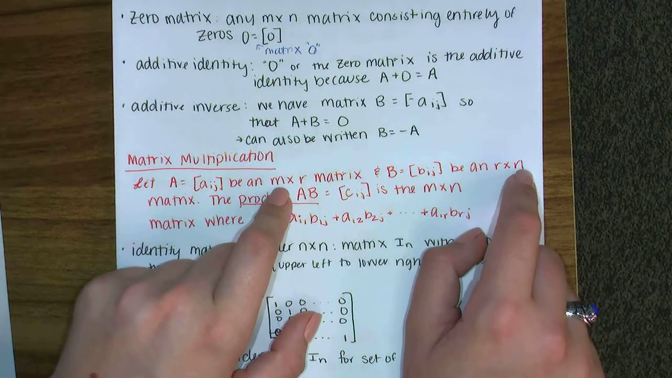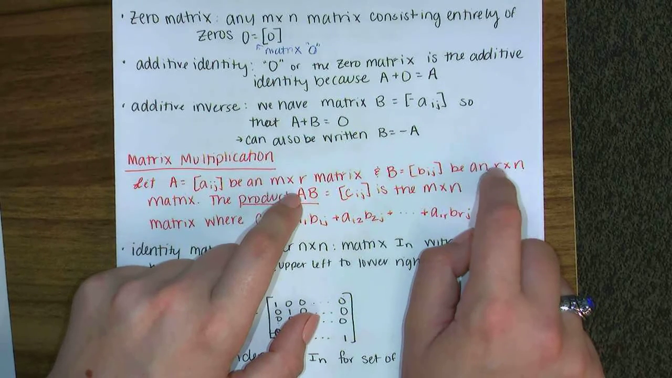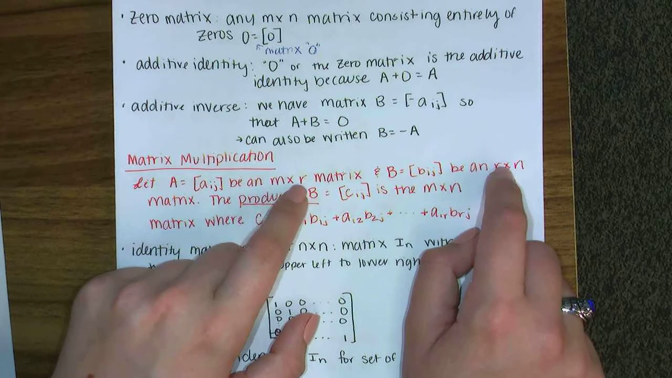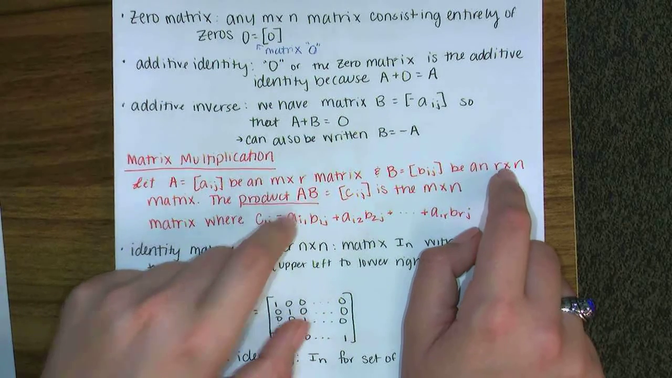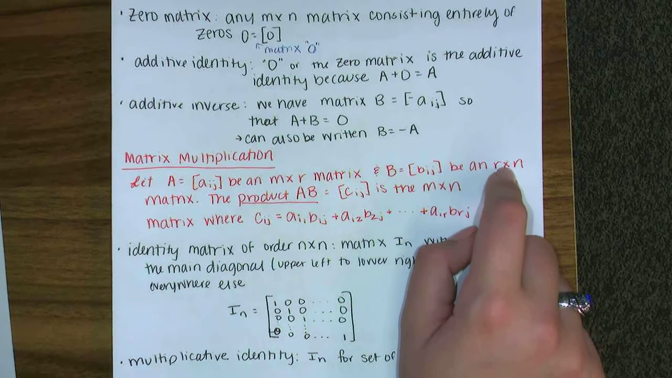I know this is confusing right now, but we're going to do examples to see what I mean by that. But if I were to flip this and do B times A, then I would have R by N and M by R. M and N don't match up, so that wouldn't be possible. But again, it'll make more sense in a minute when we actually start doing some problems.